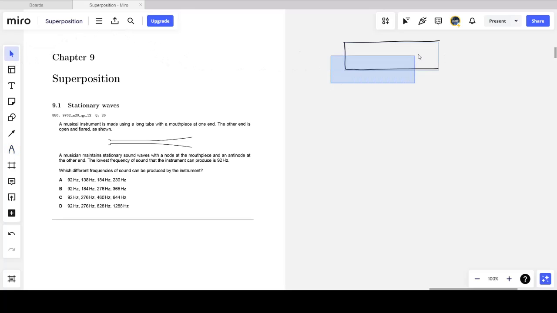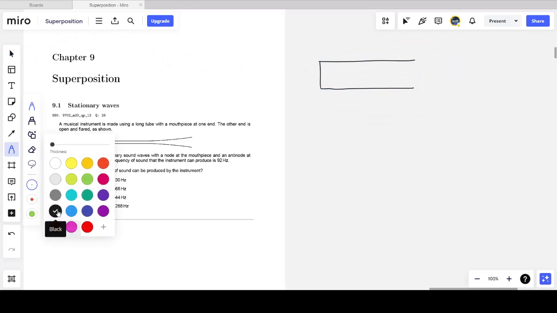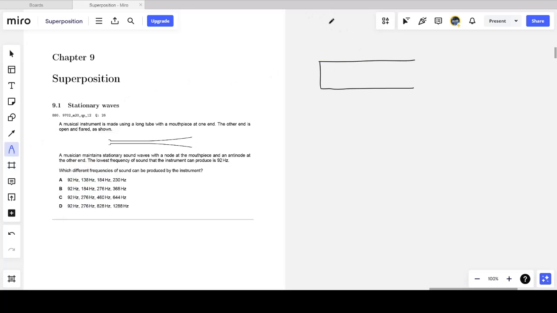Let's look at the first mode of vibration, starting with the 92 Hertz. What does that look like? Let me label this first mode of vibration. It's the simplest vibration, meaning there's going to be a node at the closed end. Remember, your mouth goes over the mouthpiece and closes that end. If that end is closed, it cannot vibrate. It must be a node.